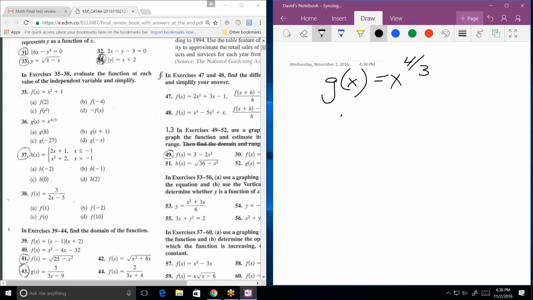And they want to know what g of 8 is. How do you do this? How do you take 8 to the 4/3? Is the bottom power the root, or is the top power the root? The bottom is the root, the top is the exponent. So you always do the bottom part first.